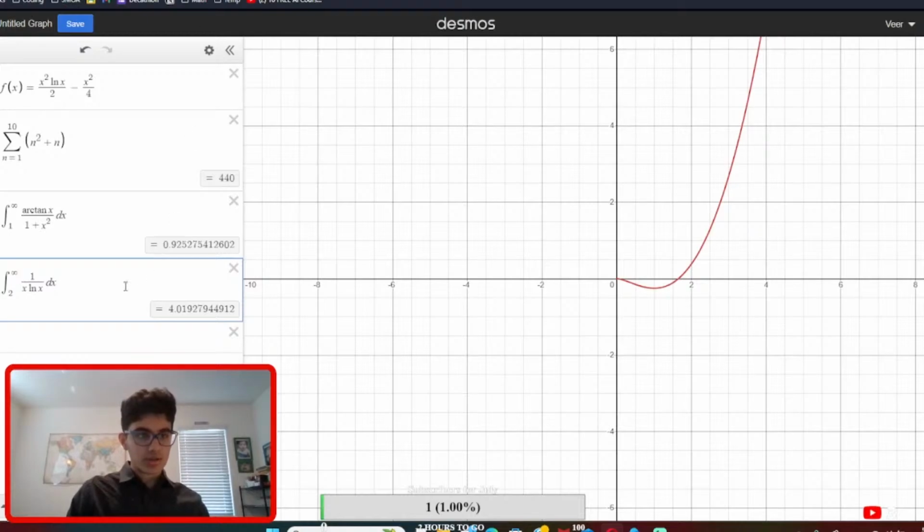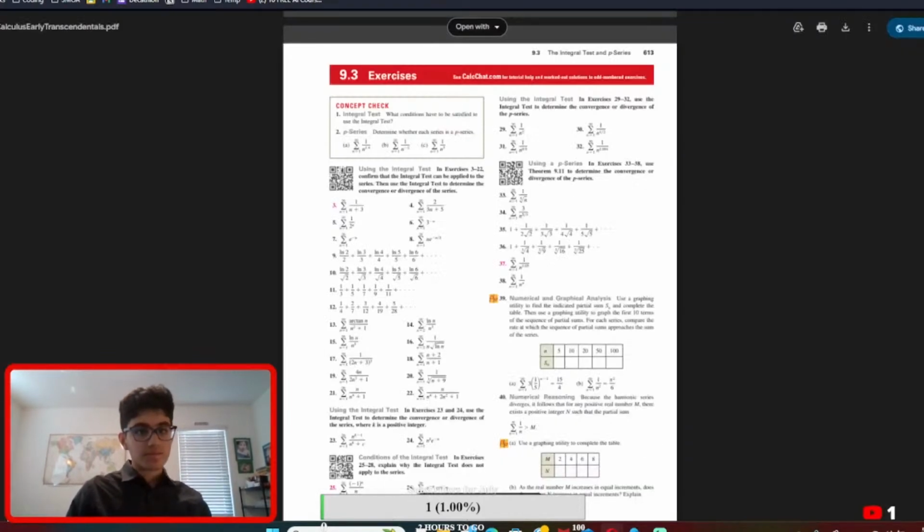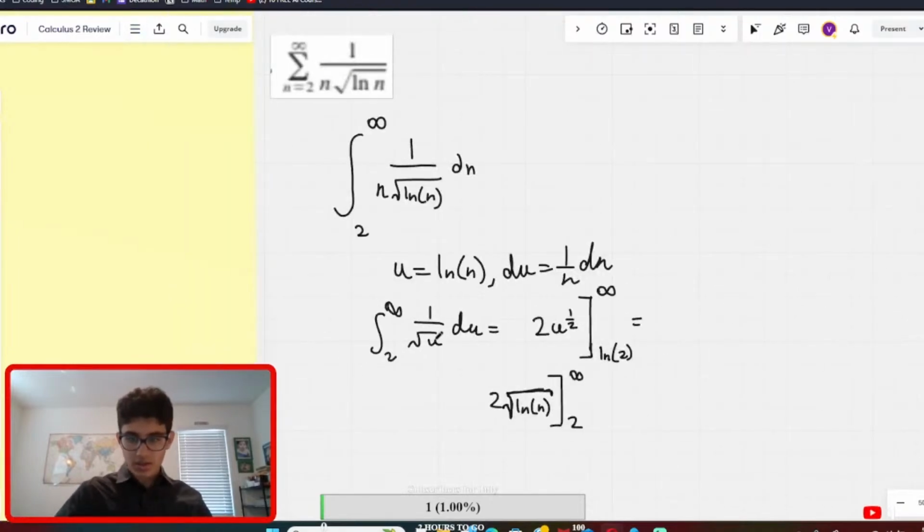Let me check if I put everything in here correctly. Oh yeah, it's square root. Square root. That's a mistake. Okay, now I think it makes sense. Now undefined. Perfect. It diverges. So that's correct. This diverges.